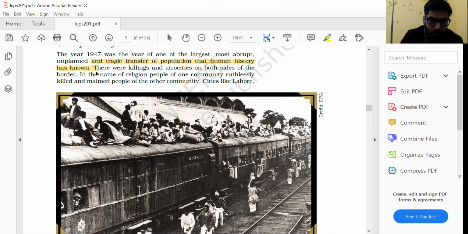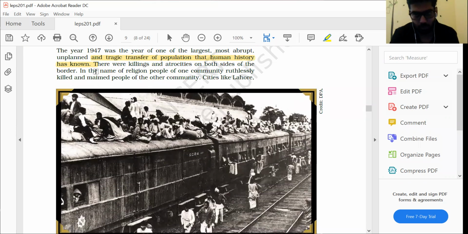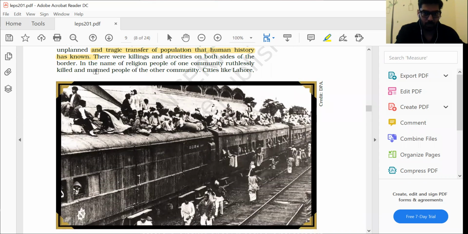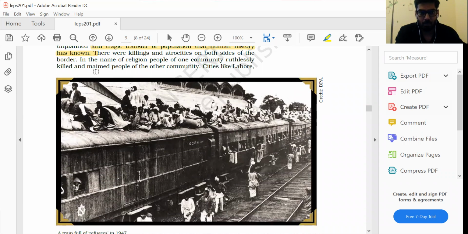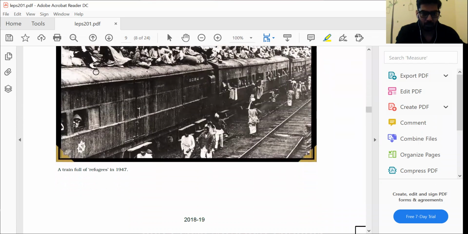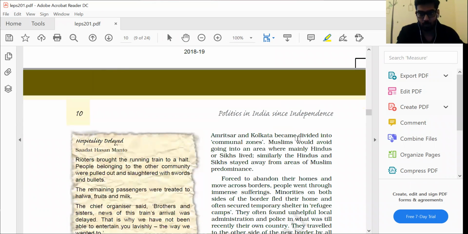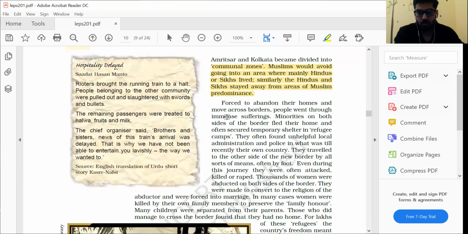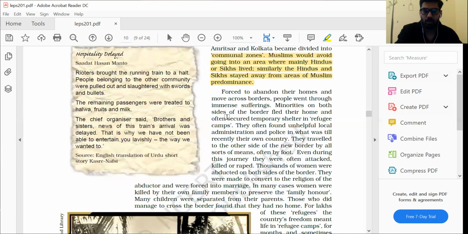Very rightly written in your book. Killing and atrocities on both sides of the border. The only difference is it stopped quickly in India. It's still going on in Pakistan. In the name of religion, people of one community ruthlessly killed and maimed people of the other community. It's a bitter truth. Cities like Lahore, in fact, Amritsar and Kolkata became communal zones. Muslims would avoid going to areas where mainly Hindus and Sikhs live, and similarly, the Hindus and Sikhs stayed away from areas of Muslim predominance. So they were forced to abandon their home and move across borders.